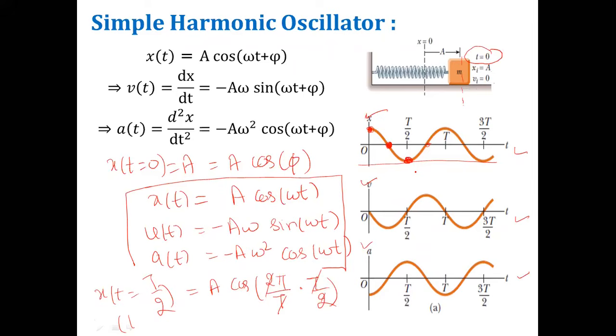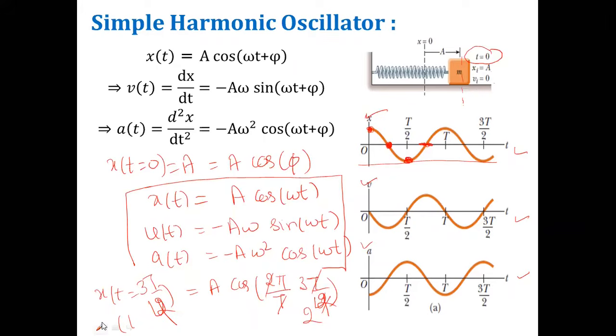Next, put t is equal to 3T by 4. If you do that, you will get 3 pi by 2. Cosine of 3 pi by 2 is again 0. So you will come to this point and the cycle will keep on going like this.